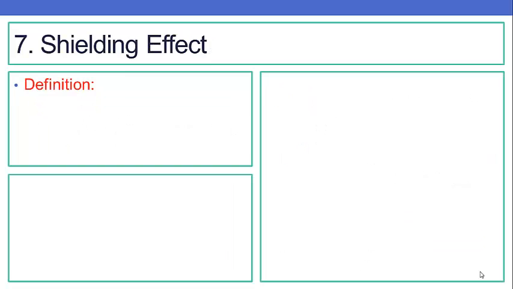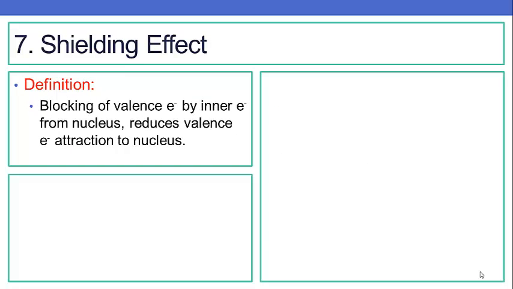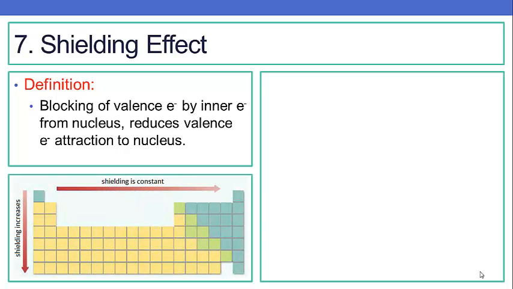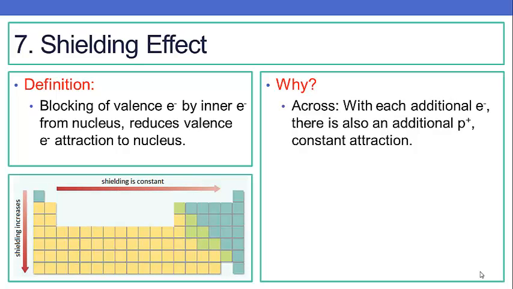The shielding effect is the blocking of the valence electrons by the inner electrons from the nucleus. So this reduces the attraction of the valence electron to the nucleus, the more shielding we have. As we go across a row, shielding is going to remain constant because the energy level is going to remain constant. We also see that as we add each additional electron, we're also adding additional protons. So that ratio of electron to proton remains constant as we go across.